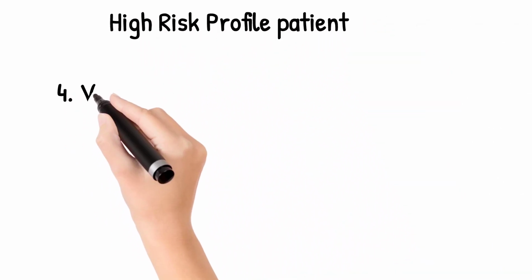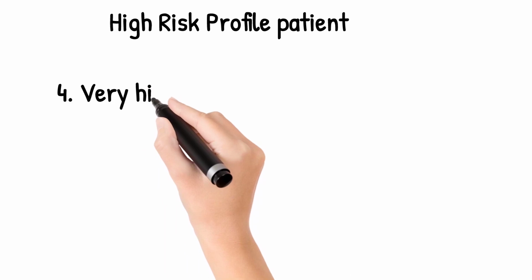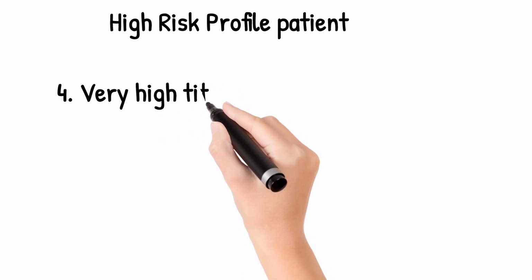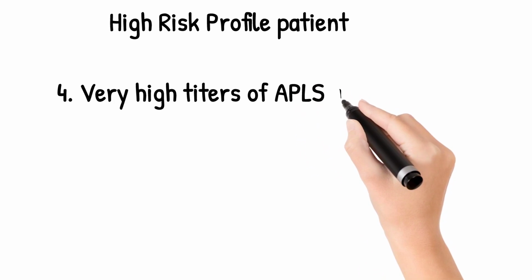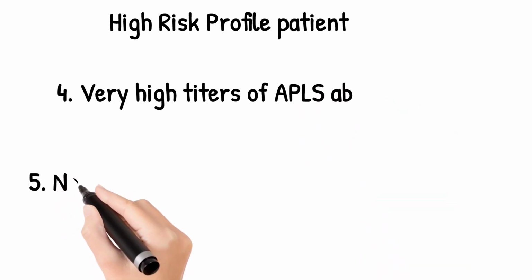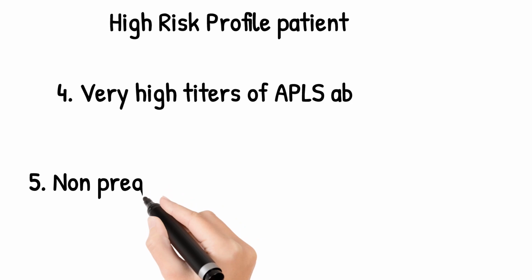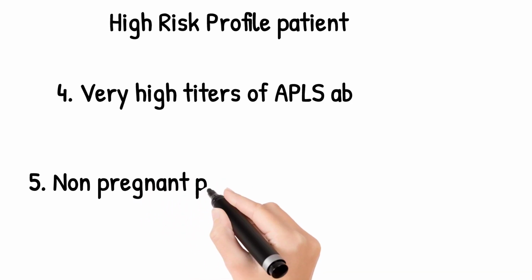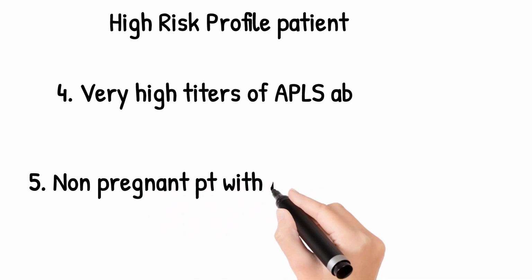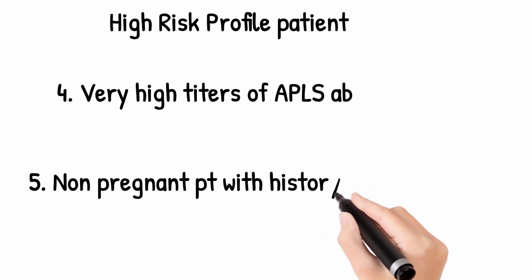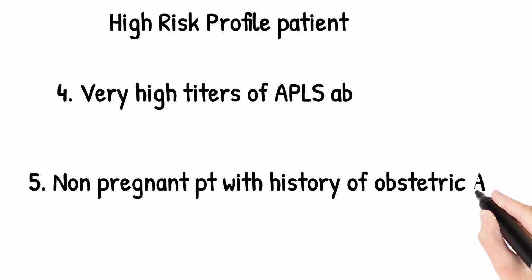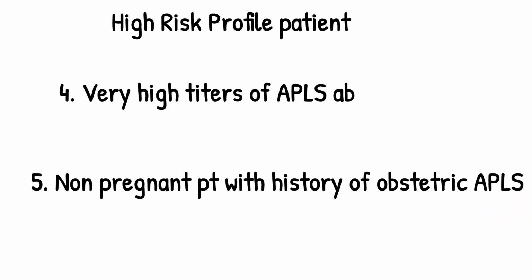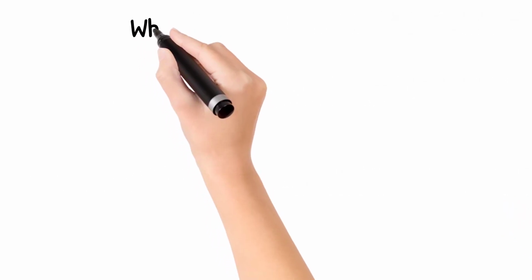So we continue. Very high titers of antiphospholipid antibodies also suggest that they are high risk profile patients. Non-pregnant patients with a history of obstetric antiphospholipid syndrome, meaning complication of pregnancy due to antiphospholipid syndrome, are also high risk profile patients.